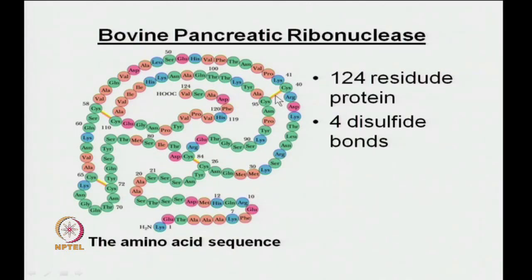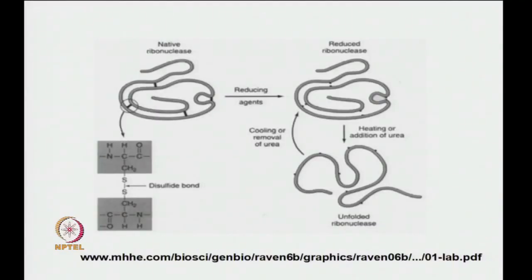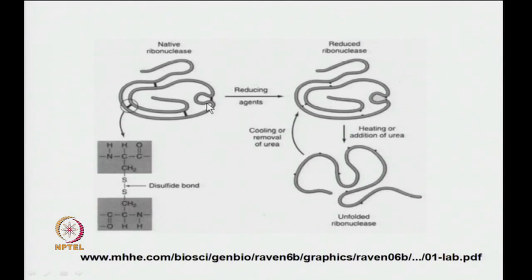Okay. Now, what did he do with this? Why is this disulfide bond so special? Right. So, this is what he did. He took this native ribonuclease. Remember, these 4 lines are your 4 disulfide bonds, and he added reducing agent. Once he added the reducing agent, it reduced these disulfide bonds and converted the SS bonds to SH. That means the disulfide bonds do not exist.